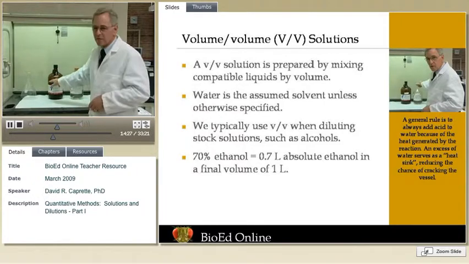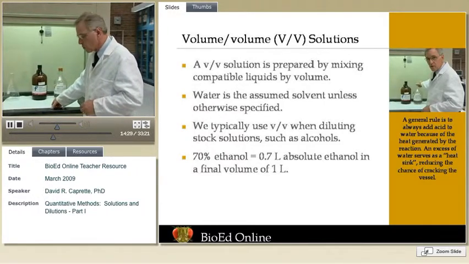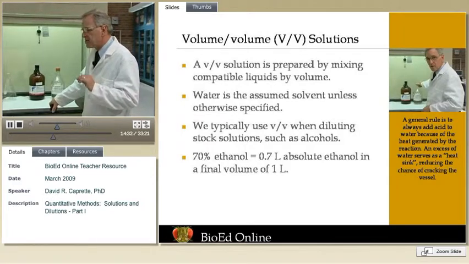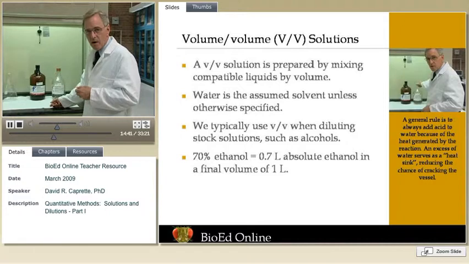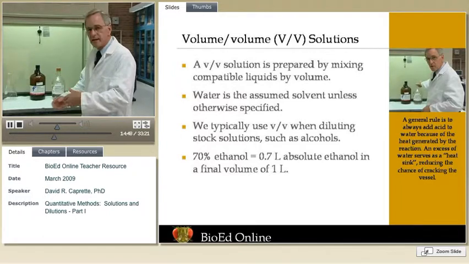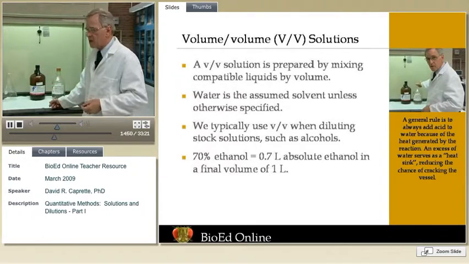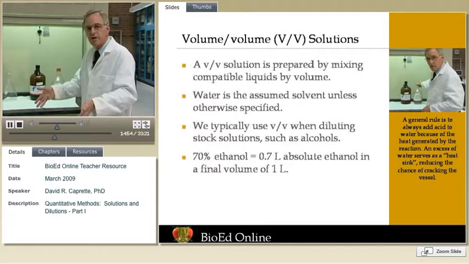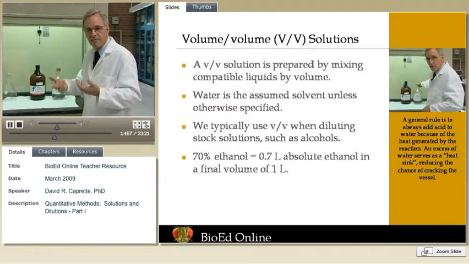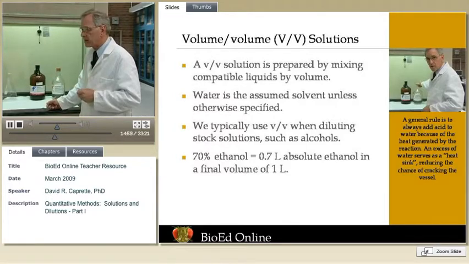As we should remember from chemistry class, the rule of thumb is to add acid to water rather than vice versa. The reason we do that is when we mix acids and water, we generate heat. If we add a large quantity of water to a very small quantity of acid, the volume is initially low, and the heat generated can be such that it can crack the vessel. An excess of water acts as a heat sink, so if we add acid to water, the heat is generally dissipated throughout the volume, and we don't have as high a risk of cracking a vessel and causing an accident.